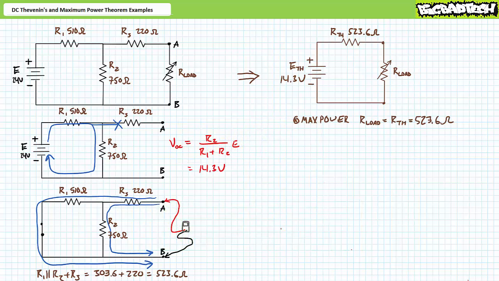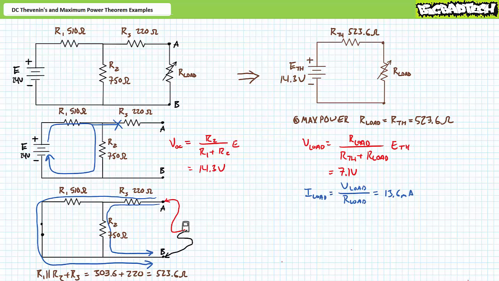The DC maximum power transfer theorem states the maximum real power will be transferred to the load when the load resistor equals the Thevenin's equivalent resistor. Therefore, our variable load resistor should see maximum power when it also has a value of 523.6 ohms. An application of the voltage divider rule suggests voltage across the load at maximum power conditions is 7.1 volts.